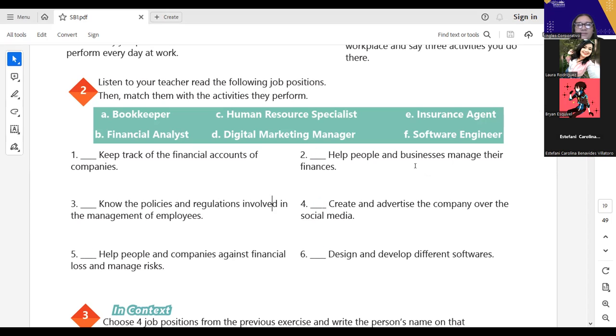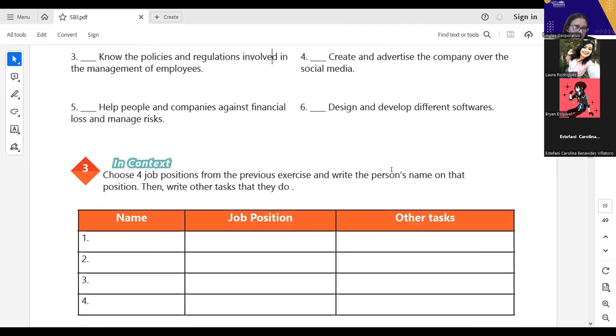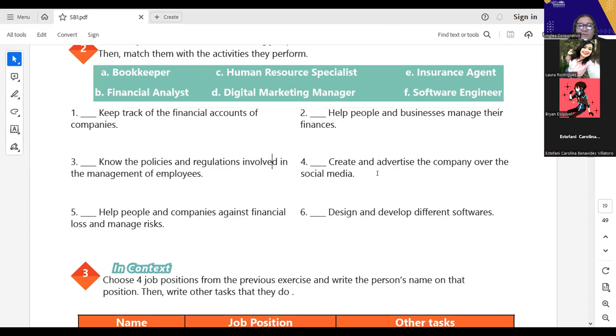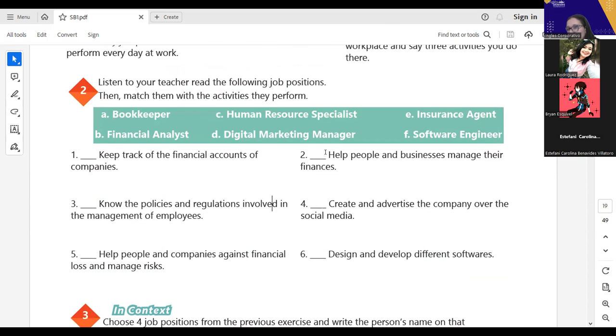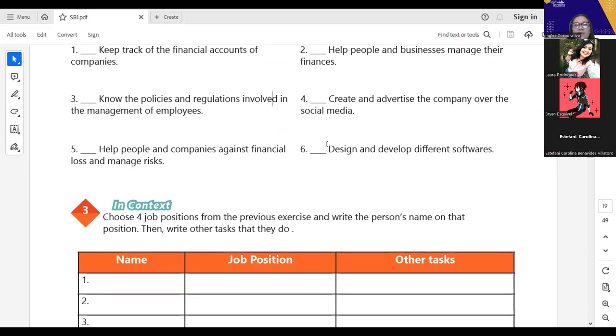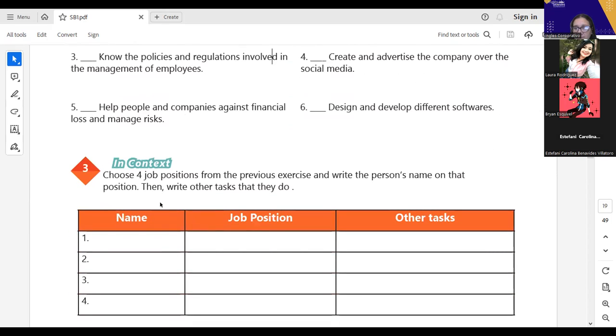Let me just move this a little bit. Okay. It says choose four job positions from the previous exercise and write the person's name on that position. But of course, if we don't have people in the class with these job positions, it's okay. You can write the real job position that you have.